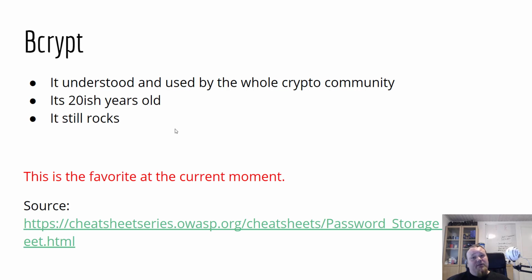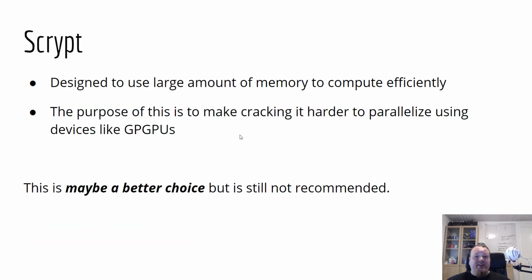Bcrypt is still the hashing algorithm you should be using, and it is still the safest one that we can prove at the moment. Scrypt is probably the better choice if we look at the research going on at the moment.